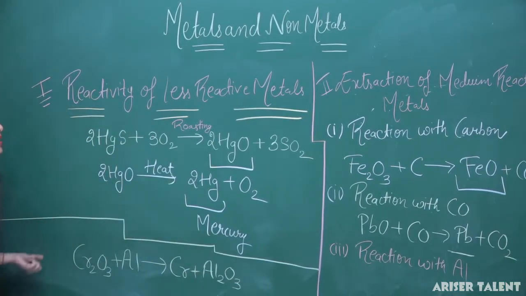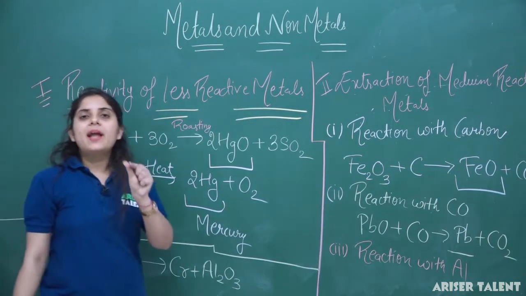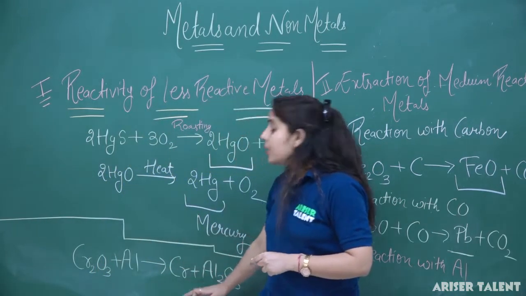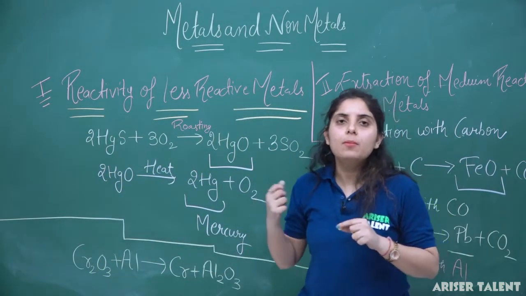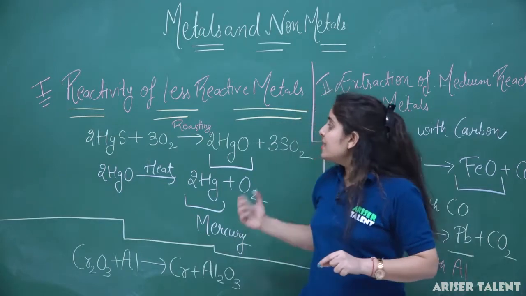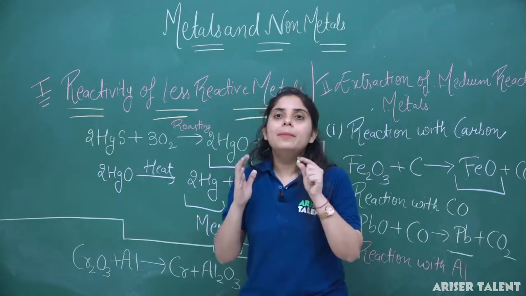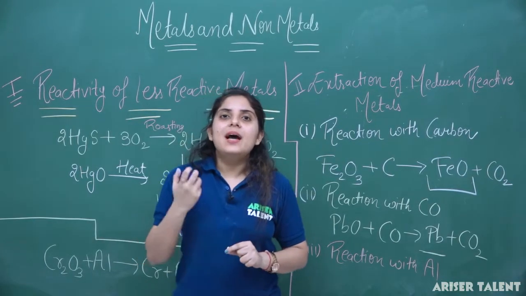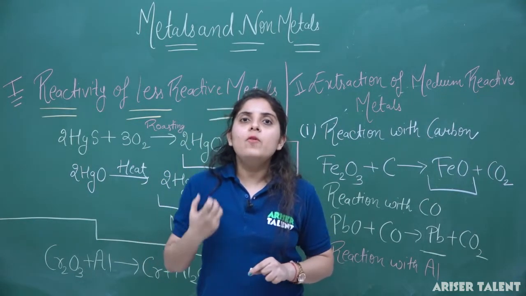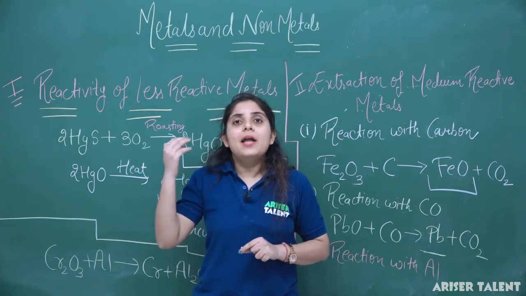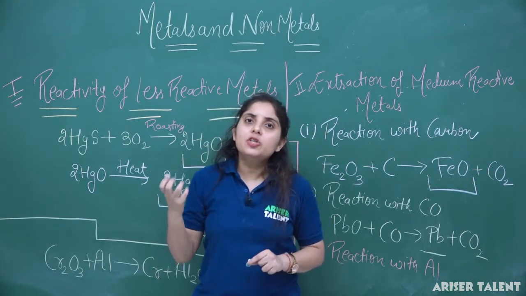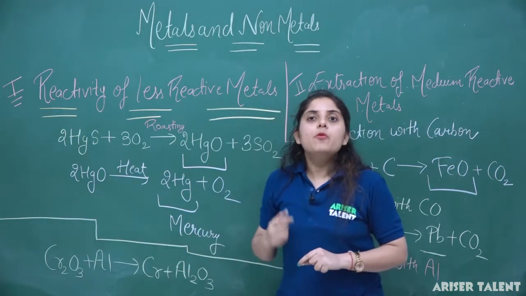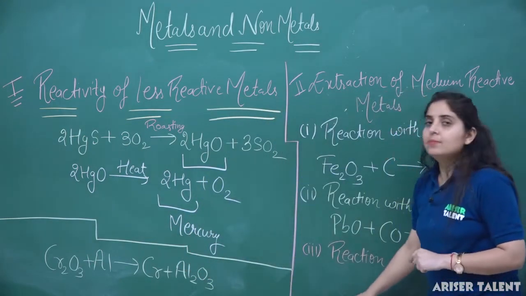So these are the three reactions of the medium reactive metals with carbon, carbon monoxide and aluminium, and a particular metal can be extracted from these types of reactions. So this is applicable only for the medium reactivity metals. Now we are going to discuss the last category, how the higher order metals are extracted. It means if the metal is showing high reactivity, how can it be extracted. But before that, you can copy it from here.